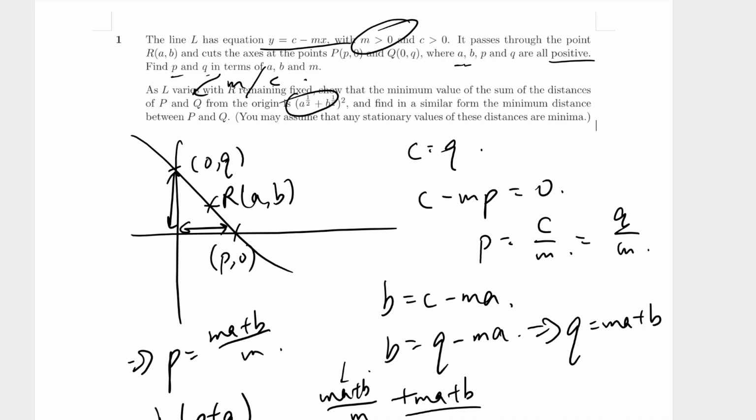Okay, and find in a similar form the minimum distance between P and Q. So what's the distance between P and Q? Well, you do Pythagoras, right?